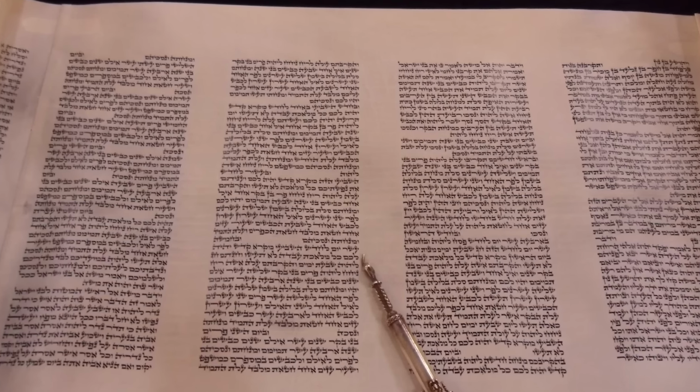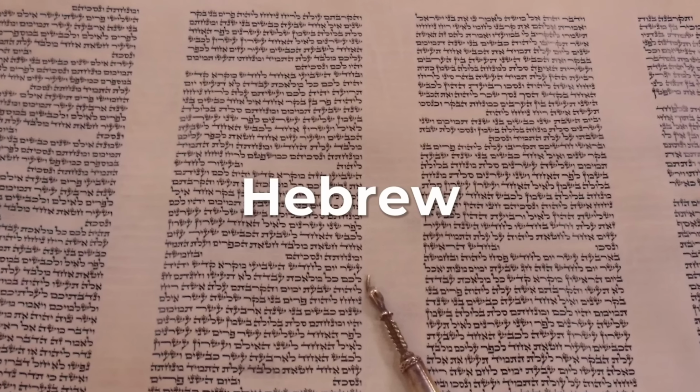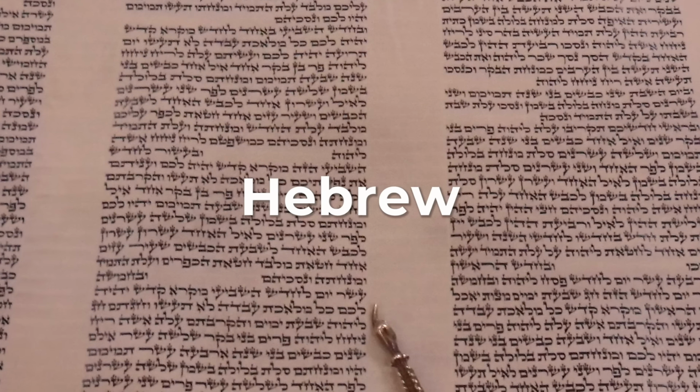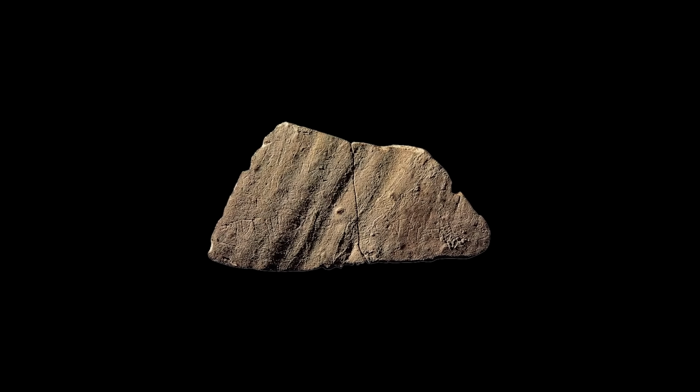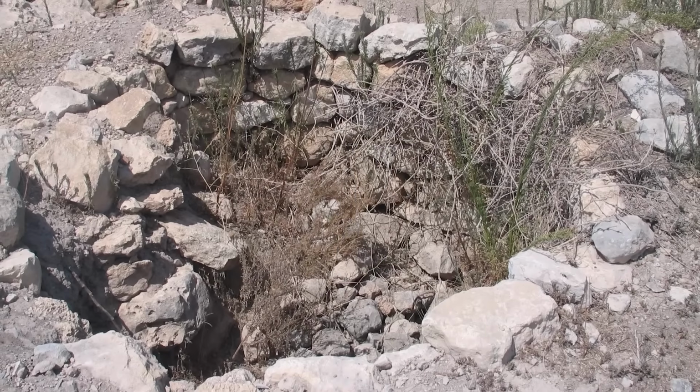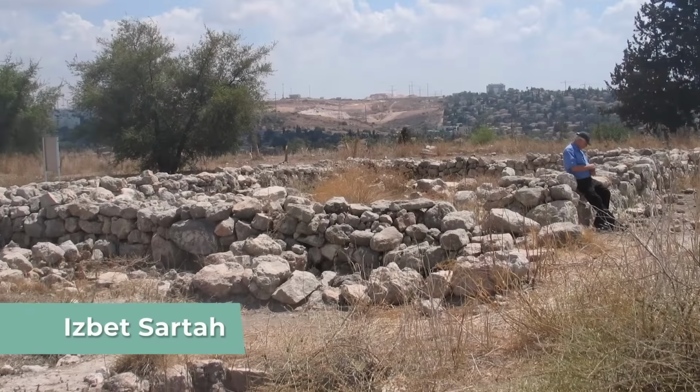The Hebrew Bible is written mostly in Hebrew, no surprises there. But where did the Hebrew language come from? The earliest evidence we have for ancient Israelite language actually comes not from the Hebrew Bible, but from the archaeological record. What you're looking at is an inscription on a broken piece of pottery discovered in a storage pit in the ancient Israelite town of Izbet Sarteh.